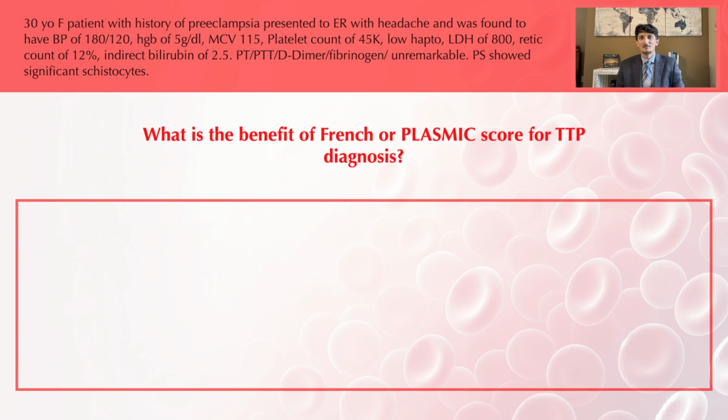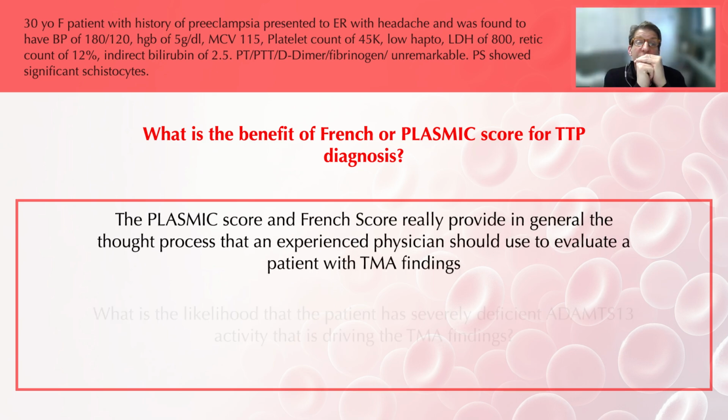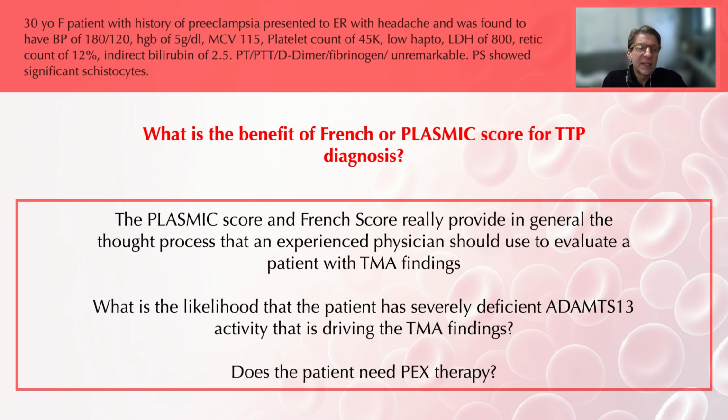Yeah, the question all comes to that point, right? So let's say the PLASMIC score is concerning, or French score is concerning. You'd be considering doing the PLEX while waiting for ADAMTS13? Yeah, that's an excellent point. That's really what the PLASMIC score is for. It predicts the likelihood of severely deficient ADAMTS13 activity. So technically that is TTP, but it really doesn't predict TTP. It predicts severe deficiency. And obviously TTP is the TMA that's driven by severely deficient ADAMTS13 activity.